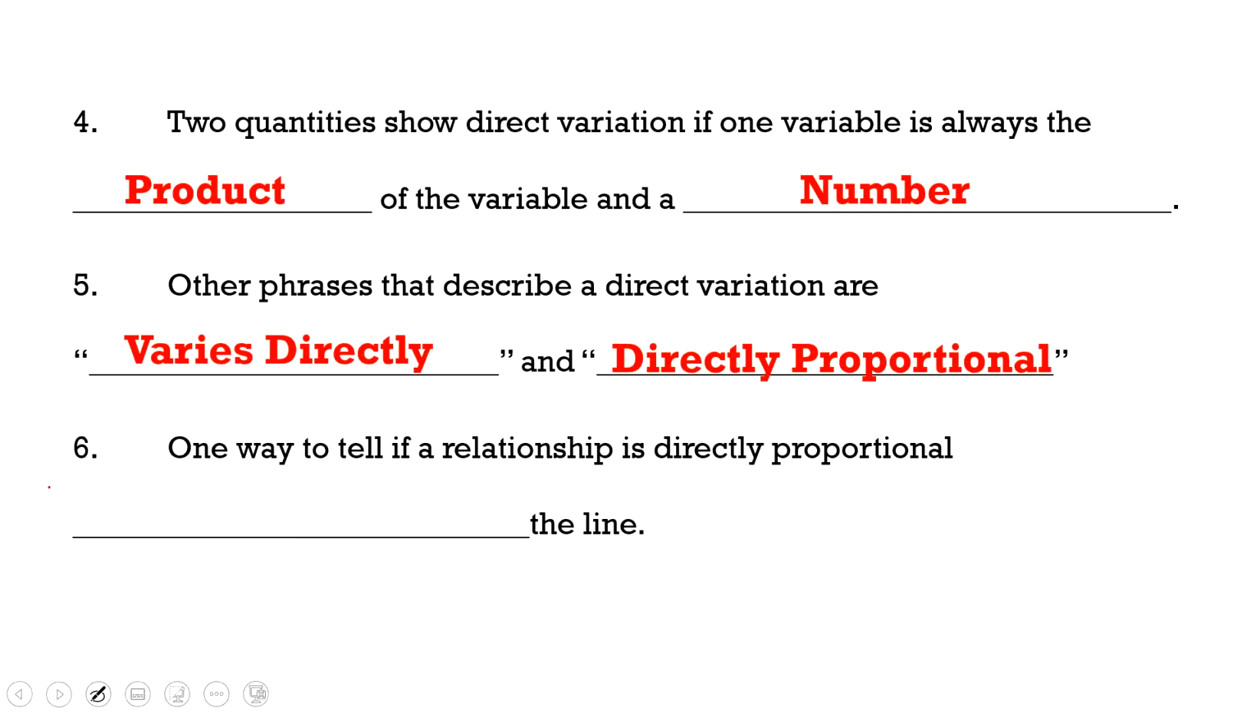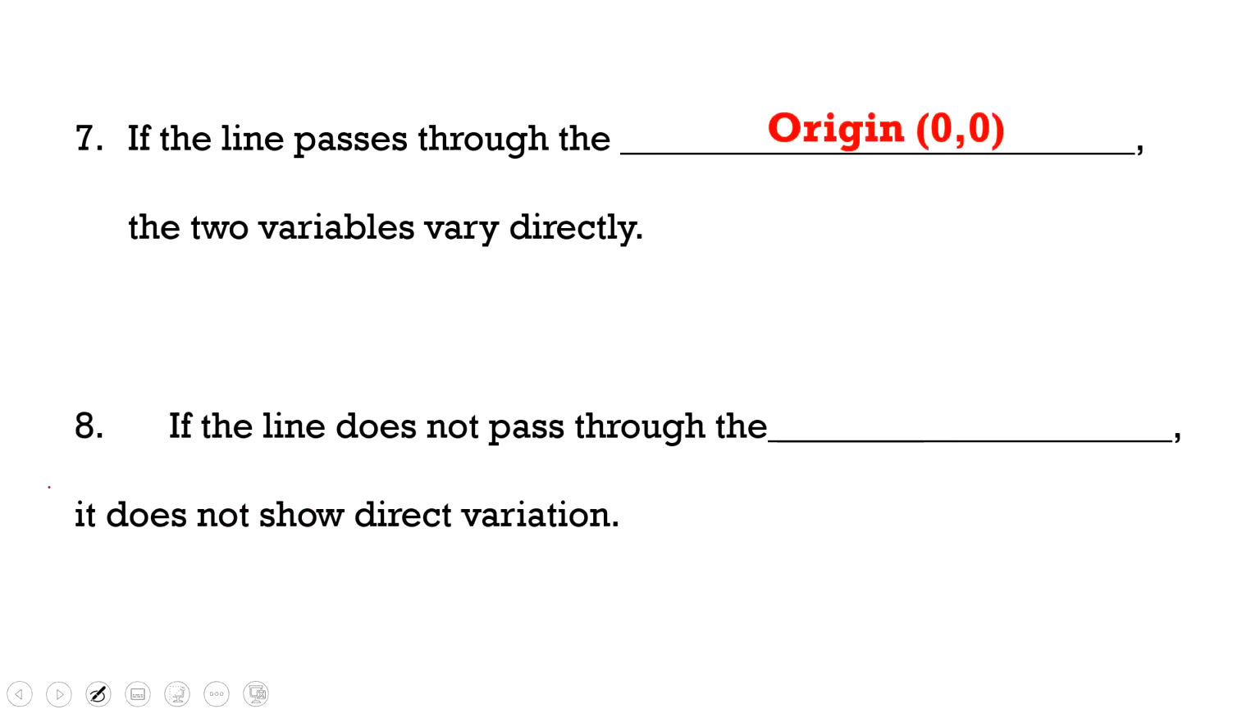One way to tell if a relationship is directly proportional is to graph the line. What we're looking for is if the line passes through the origin, then the two variables vary directly, they're directly proportional, with a constant rate of change. We're not adding anything to it. It's like we're always talking about the rate times the hours, or the rate times whatever x is. If the line doesn't go through the origin, then they're not directly related. We're adding something to it, so it's not always going to be the same. Does that make sense? We'll see a couple of examples as we go through this.